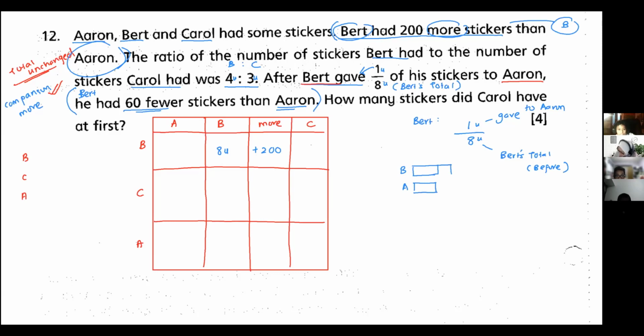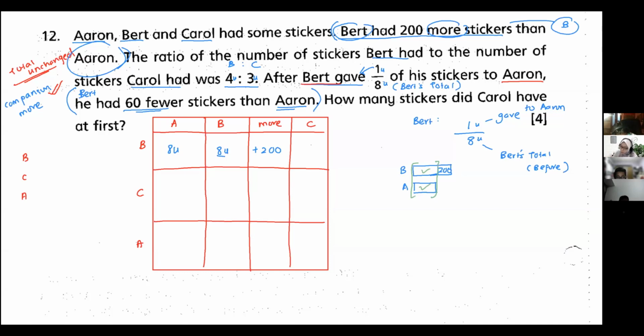However, Bert has more. Bert has how many more? 200 more. So this portion here, this and this are the same. So if Bert has 8 units here, Aaron has 8 units there. However, Bert has more. How many more? 200 more. Given there already. I wrote down there already, right?